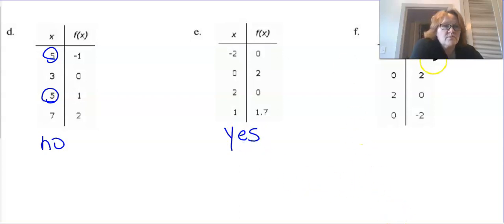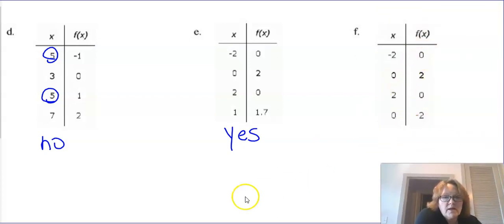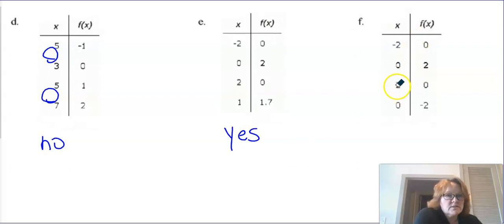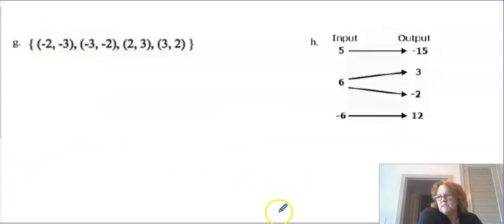And then part F, and I'm in the way of part F. Let me see if I can move myself here. There we go. Part F, let's see, I do have x's that repeat themselves. So let's see, keep up with my pen. So there's a 0 here and a 0 here, and they have two different y values, so the answer is no, that is not a function. All right, part G. Again, I'm looking for the x values to see if there are any that repeat. There aren't. This is a function.